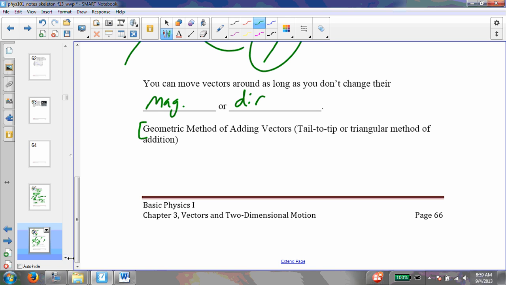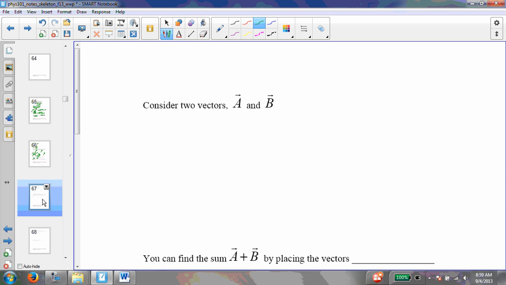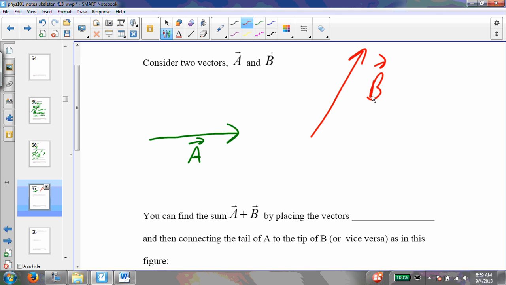Once you get the hang of it, it's pretty straightforward. When you first see it, it seems a little funny. We're going to consider two vectors, A and B. So this will be my vector A. It'll have a certain magnitude along the x-axis. And then my vector B will be this vector. So I have these two vectors, A and B.